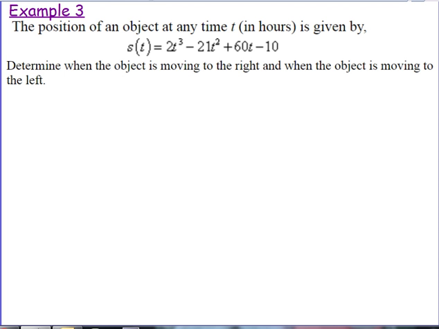It says here, the position of an object at any time t in hours is given by s of t is equal to 2t cubed minus 21t squared plus 60t minus 10. Determine when the object is moving to the right and when the object is moving to the left. When is the object moving to the right? When is the object moving to the left? Ideas?